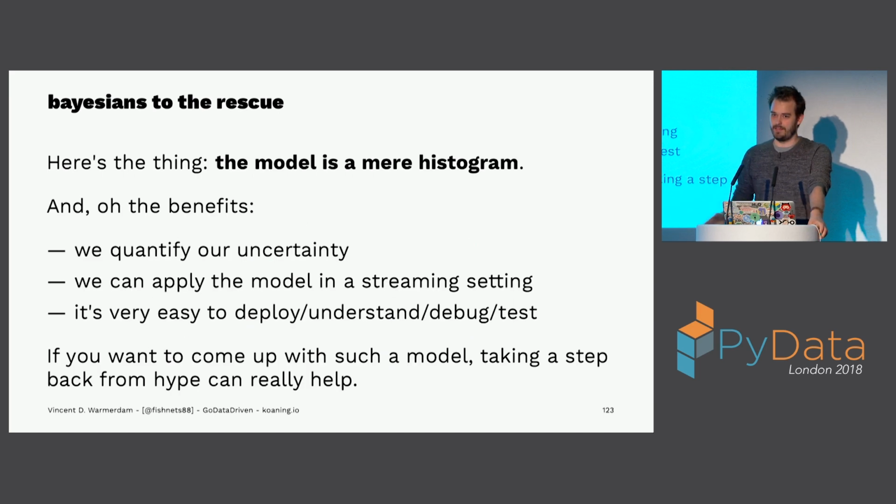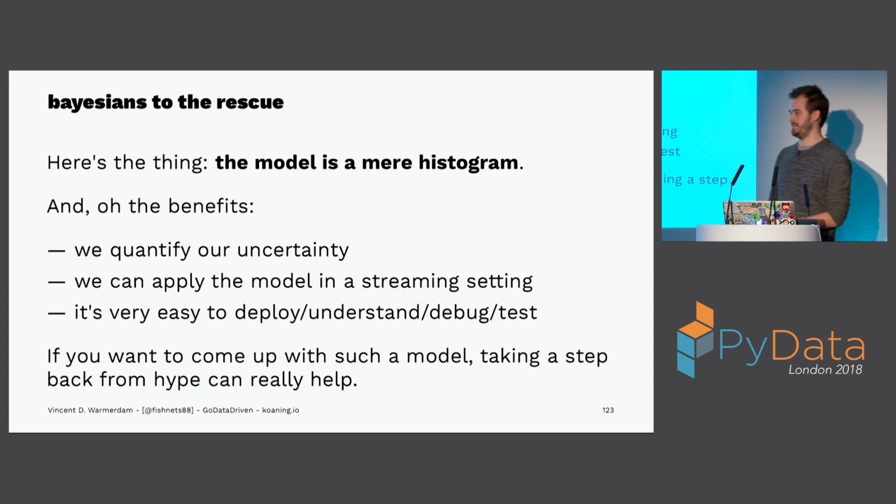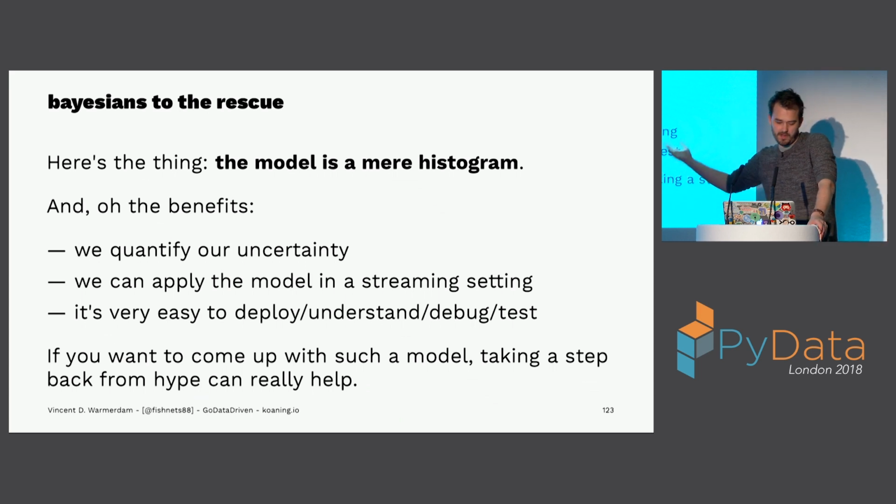The thing in this is, and I hope it's clear, the model I've created is just a histogram. But look at all the benefits we now have. We can quantify the uncertainty, we can apply the model in a streaming setting, and it's very easy to deploy, understand, debug, and test, because we understand every single step here. And if you want to come up with such a model, my best advice would be to take a step back from the hype, and just have a beer, pen and paper, sit on a terrace a bit, and think about how you would prefer to solve the problem if you were not constrained by the machine learning tools that we have.